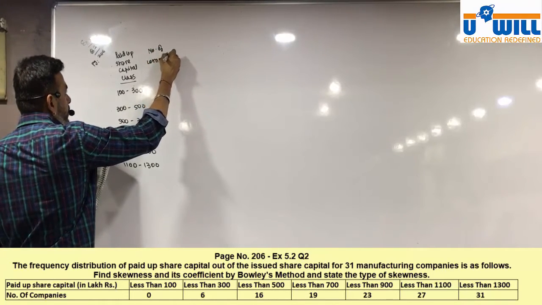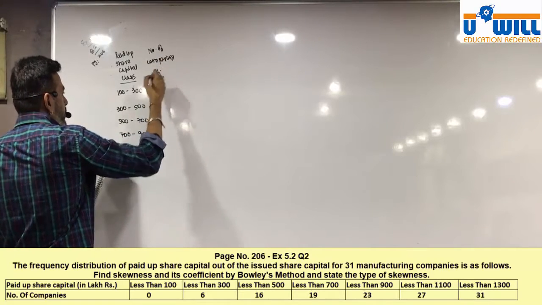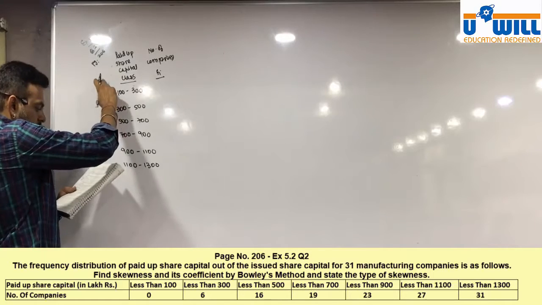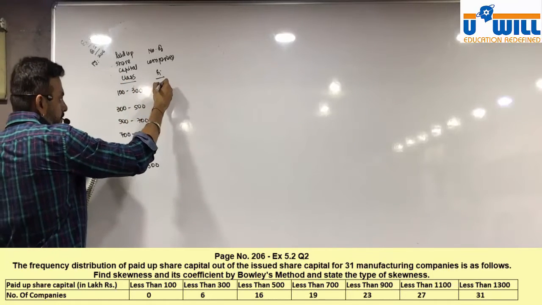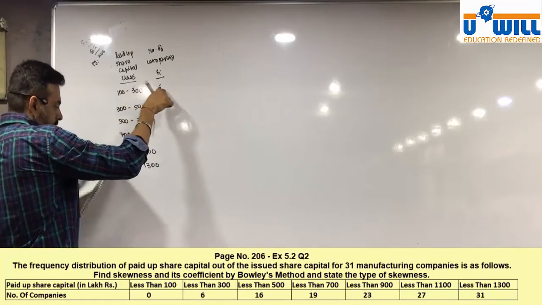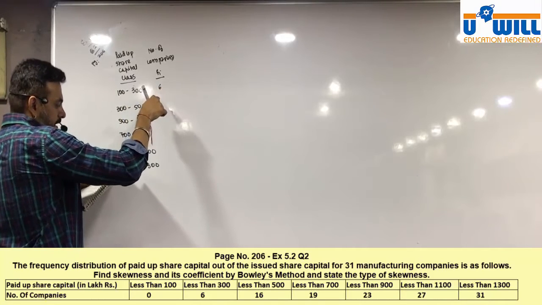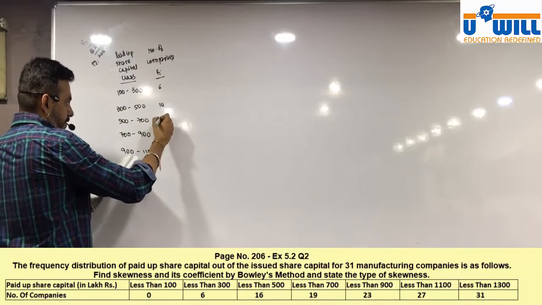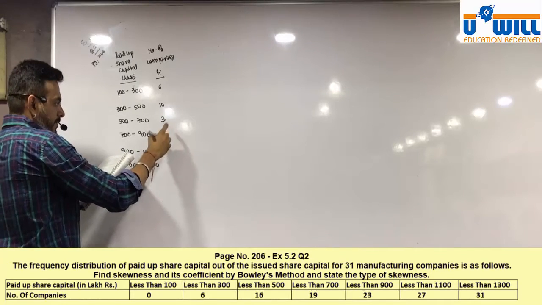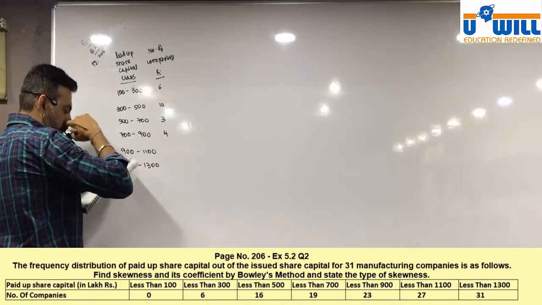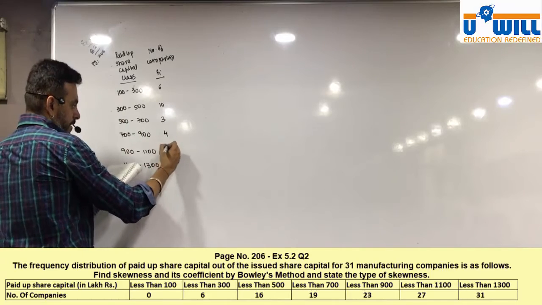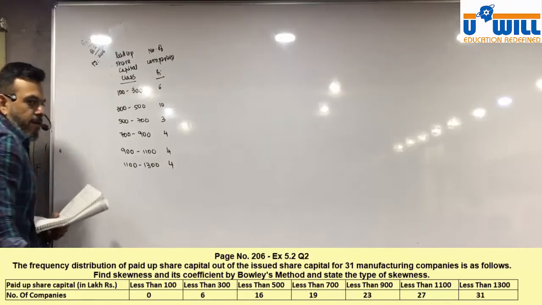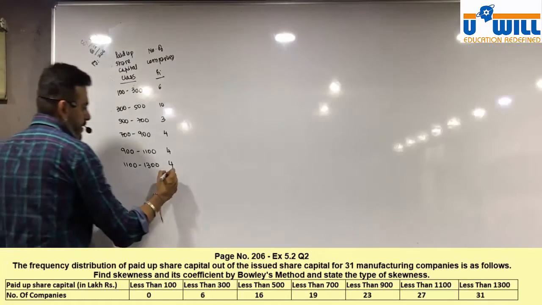First we find the frequencies, Fi. Now less than 100 is 0, less than 300 is 6. So 100 to 300 is 6. Then 16 minus 6, 10, 19 minus 16, 3, 23 minus 19, 4, 27 minus 23, 4, and 31 minus 27 is also 4. Do the total and check.